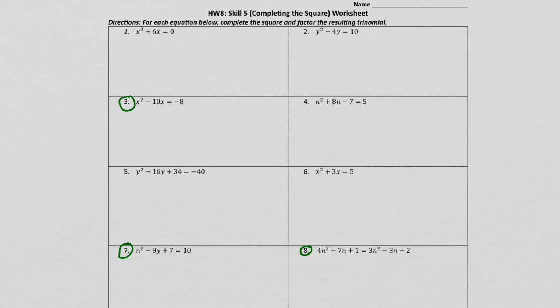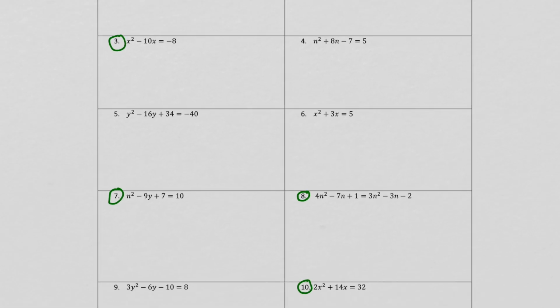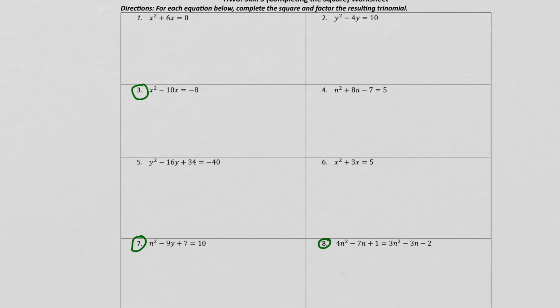On the Skill 5 homework worksheet, I'm going to do 4 of the 10 problems just to get in here and make sure you understand how to do them. The rest of those 6 you can do after going through these.